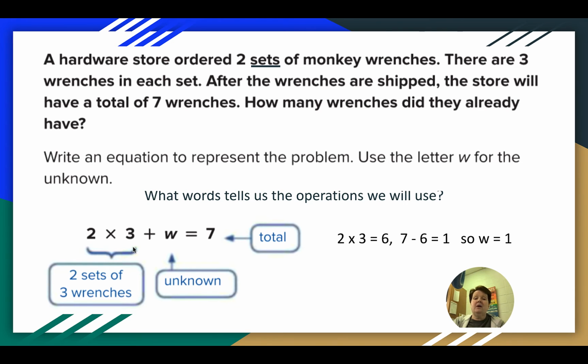Many of these problems, there's not only one way to get to your answer, but using inverse operation is a good way to figure out an unknown.